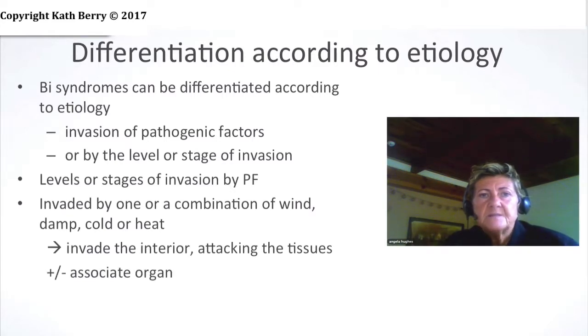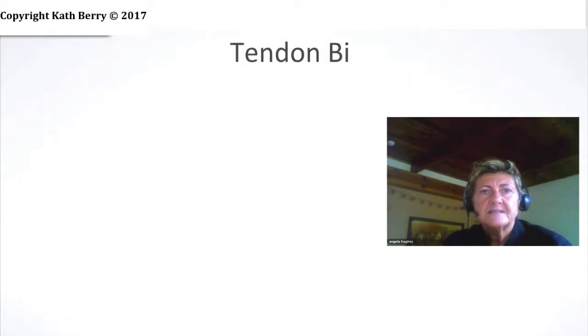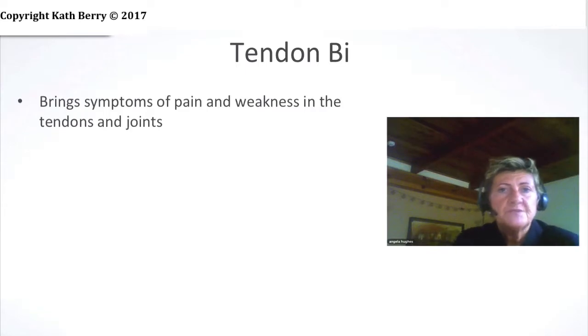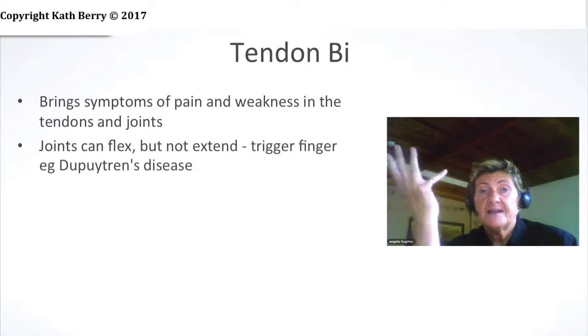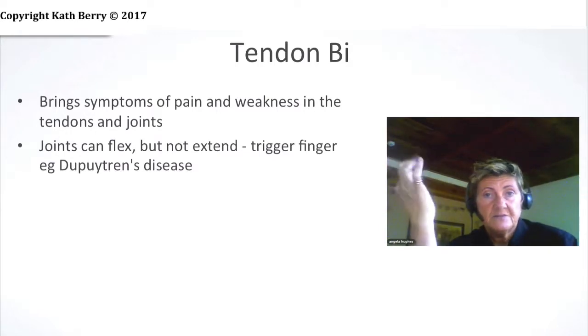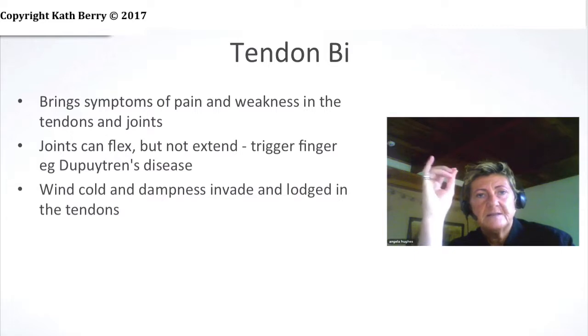The most commonly seen examples of Bi syndrome are tendon Bi, muscle Bi, and bone Bi, although the blood vessels and the skin can also be subjected to Bi syndrome. But let's talk about the tendons, muscles, and bones. So when you get a Bi syndrome of a tendon, or as we call it, tendon Bi, this brings about symptoms of pain and weakness in the tendons and the joints. The joints can flex, but they can't extend. Think of trigger finger or Dupuytren's disease as an example of this. The wind, cold, and dampness invade and lodge in the tendons.